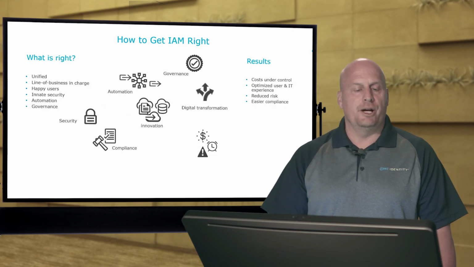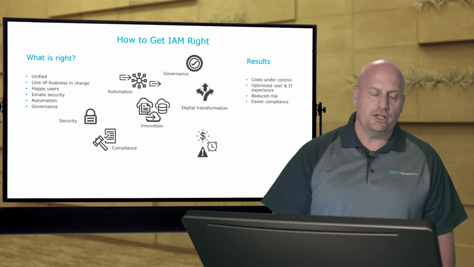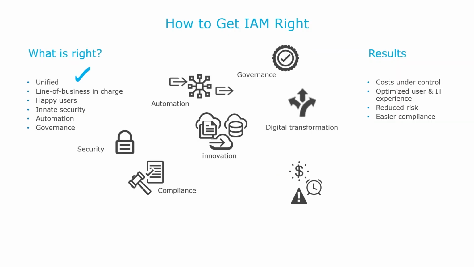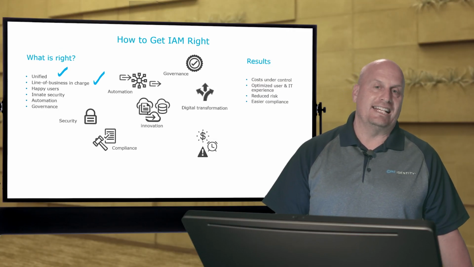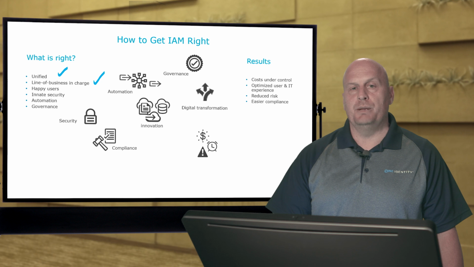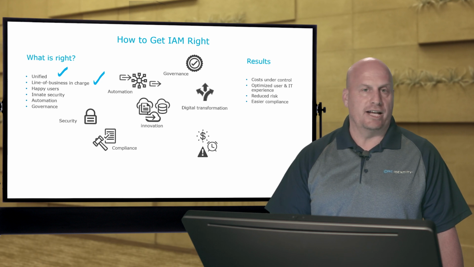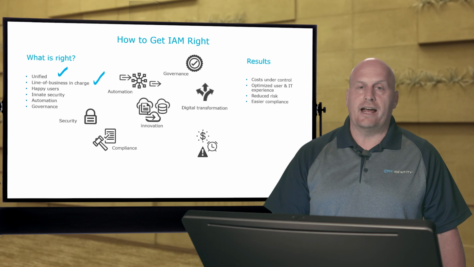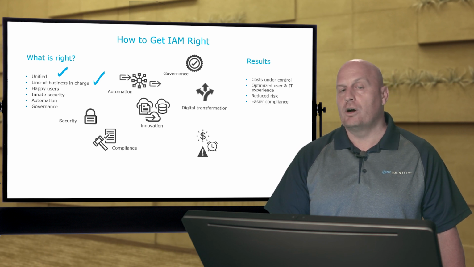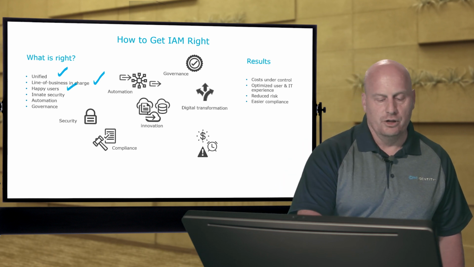So first off, let's define what right is. Right should be unified. You do something once and it happens everywhere. You don't have to repeat effort. You don't have to use separate tools. The line of business should be in charge, meaning that rather than IT having to do everything, you have the people who know why they're doing it as opposed to just the people that know how. The line of business, the ones who really have the most at stake for it going wrong, are the ones who should make the decisions.